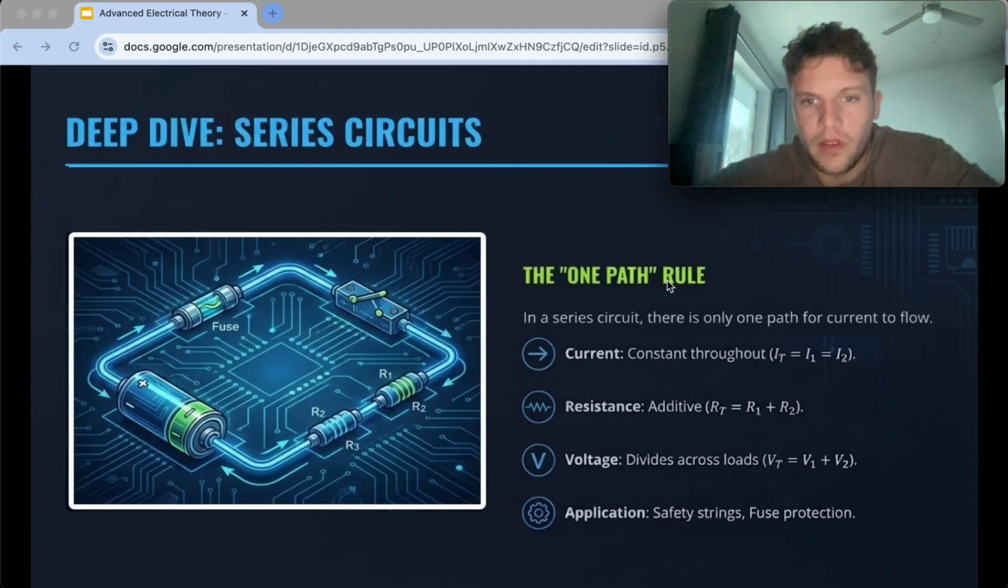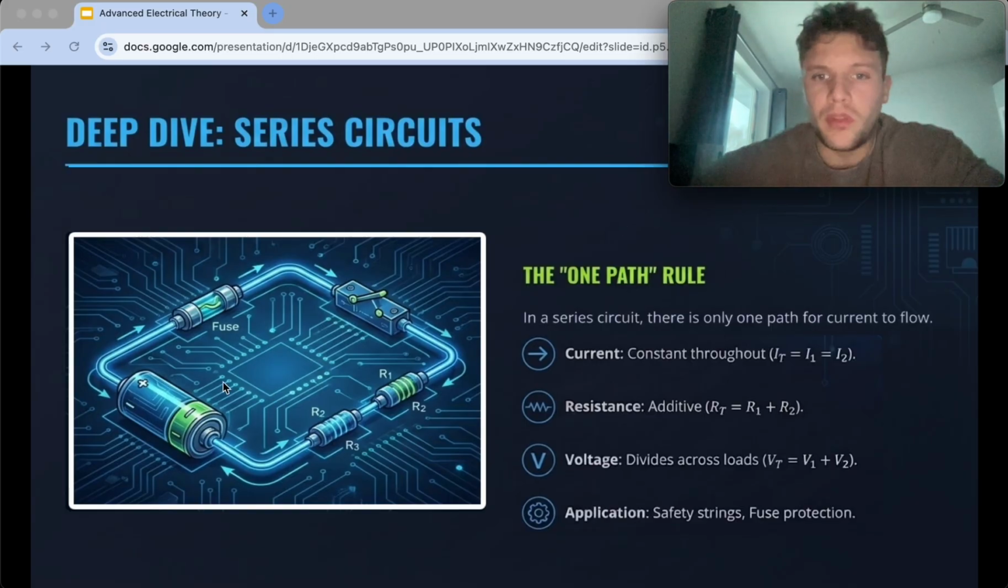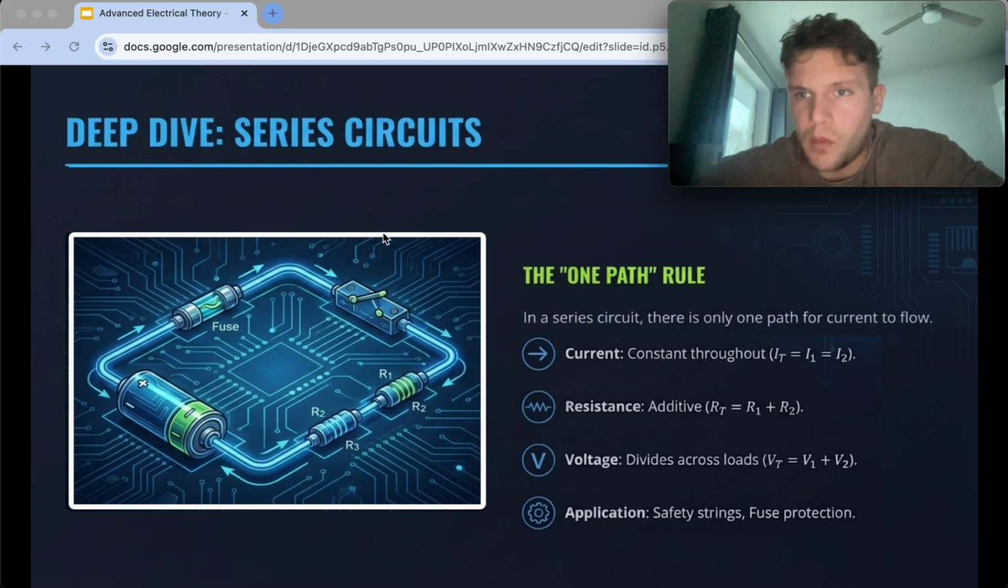Series circuits here: the one path rule. In a series circuit, you're not going to be splitting it up like we do in a residential setting or any of the industrial settings where we use parallel circuits, right? So here you can see there's a battery and there is one path for the current to flow. It goes through a fuse, and maybe a disconnect, then through 2 resistors, then comes right back to the negative terminal of the battery, right?